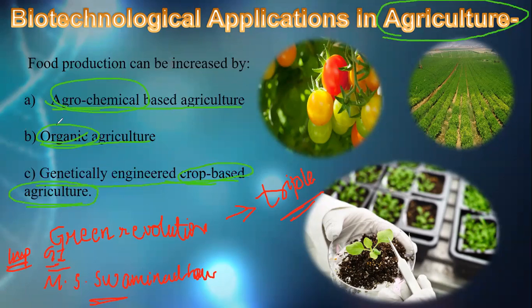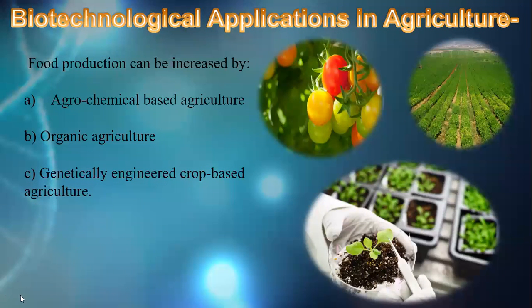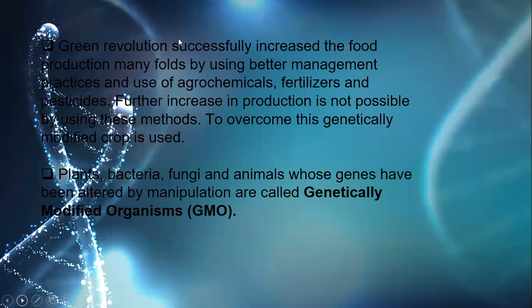So these are the research areas: how we can increase the food production by using agrochemical based agriculture, organic agriculture, and crop-based agriculture. Clear? Let's continue with the next one. Green revolution, very important, 100% direct MCQ for NEET.